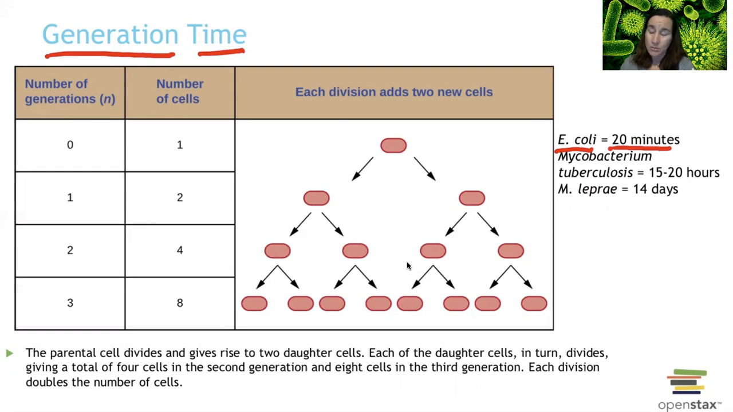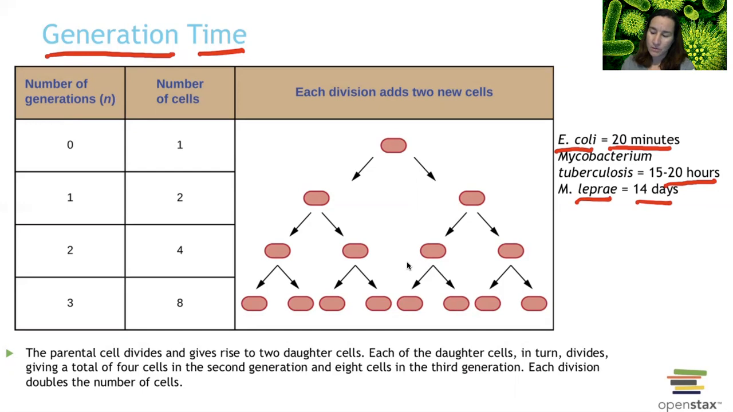20 minutes, people. If we were talking about TB, TB is a lot slower. It's not 20 minutes, it's 20 hours. And then even slower than that is Mycobacterium leprae, which is leprosy or Hansen's disease. That can take up to 14 days before it doubles in population growth.